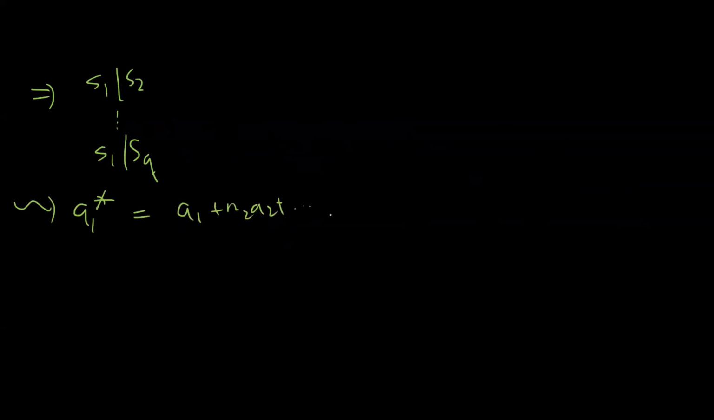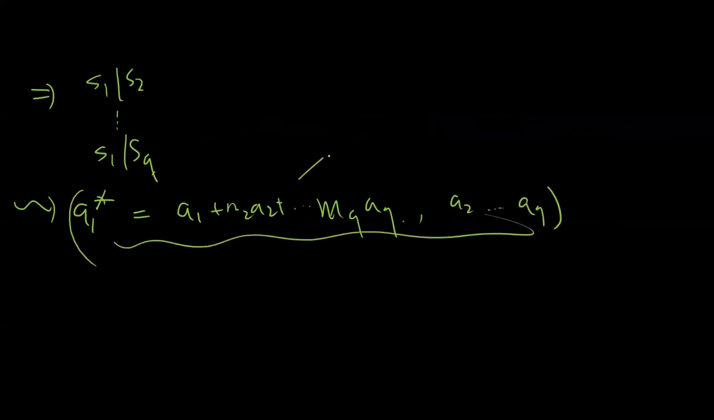Okay, so from this, you prove not just that S1 divides S2, right? You can use the same reason, so S1 divides all of S2, S3, up to SQ. Now consider the element A1 prime, A1 star, such that A1 is M2 A2 up to MQ AQ, and consider A1 star, A2, up to AQ. It's easy to see that these still generate M.